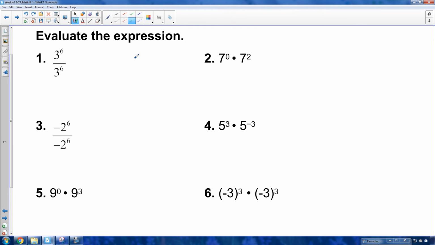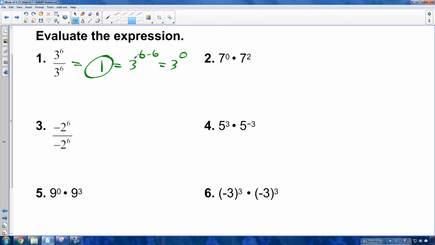3 to the 6 divided by 3 to the 6 is the same thing divided by itself. If it's the same thing divided by itself, it's going to be 1. Also, I could do this as 3 to the 6 minus 6. I could subtract the exponents and get 3 to the 0. But 1 is really the simplified version of that. Anything to the 0 power is 1. So if it's divided by itself, it's 1.